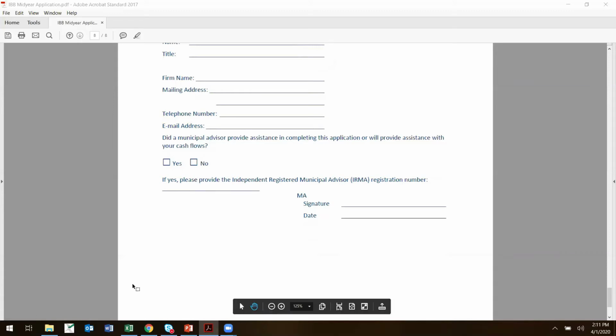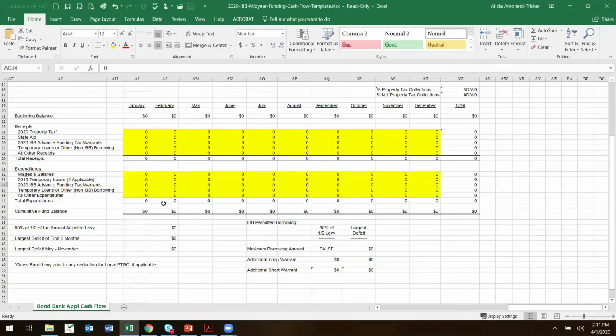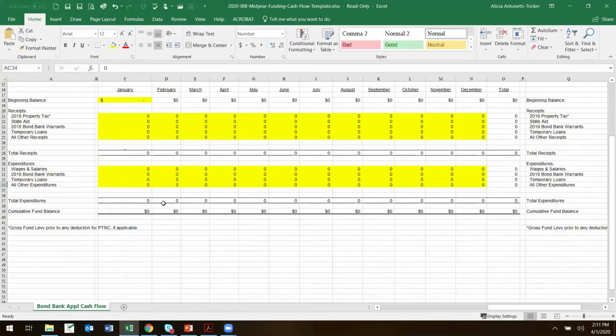Any questions on the application? Have we seen any of those come in? I don't think so. I'm not seeing anything on the application. I think we'll go to the cash flow. Thanks, Alicia.